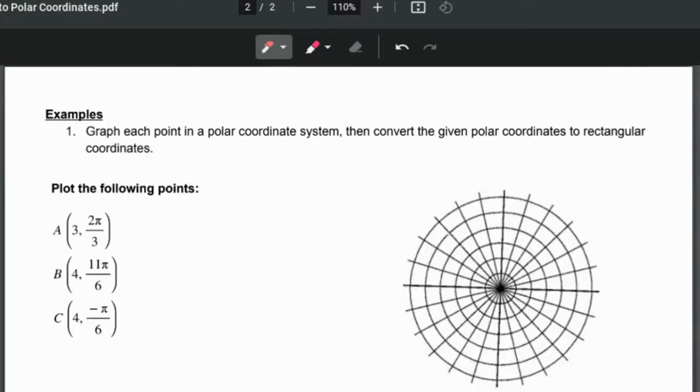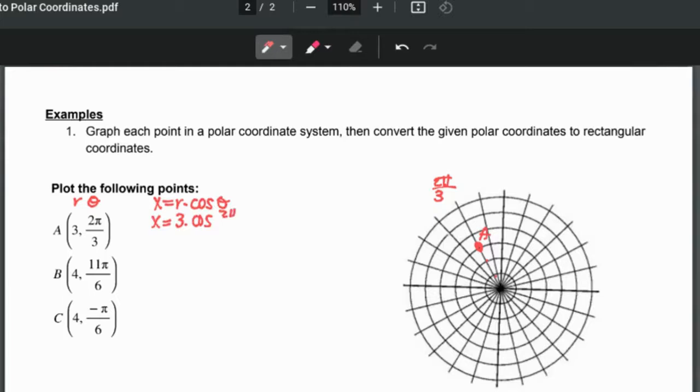All right, so as a reminder, we want to graph the angle first. So we have to find where 2 pi over 3 is. So here's 2 pi over 3. And then we want to be 1, 2, 3 circles outwards. So I'm going to label that as point A. If I want to convert this into rectangular, I'm going to use the formula x equals r times cosine of theta. So my radius is 3.